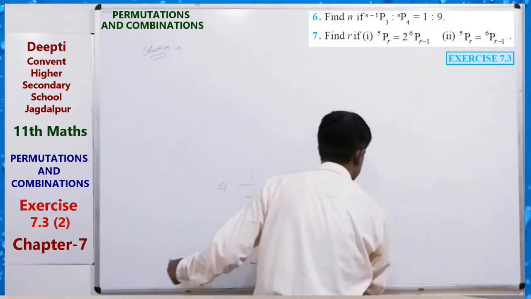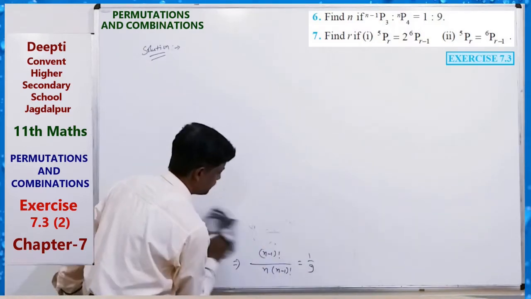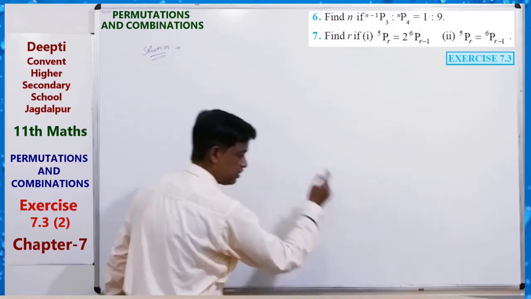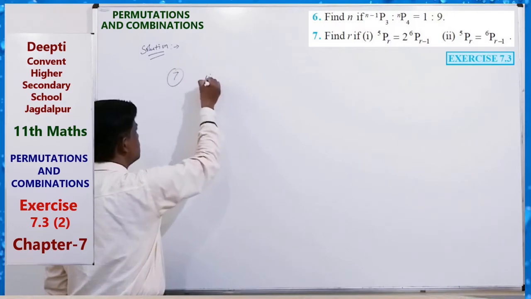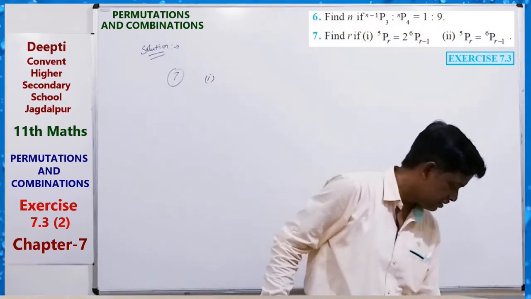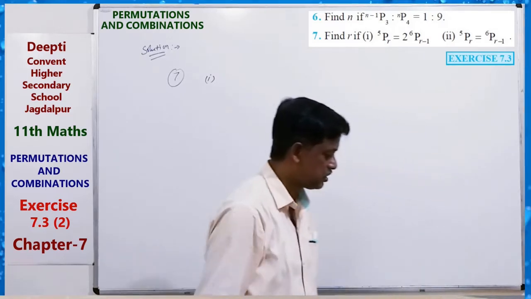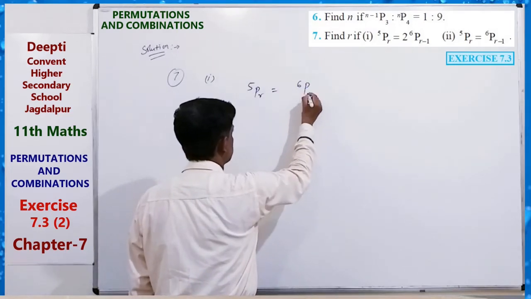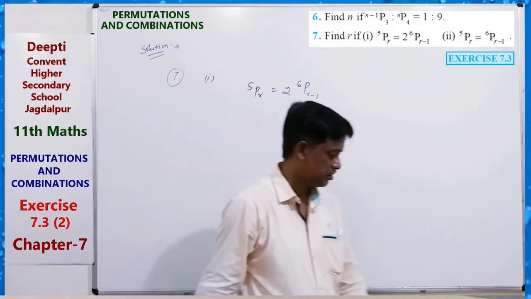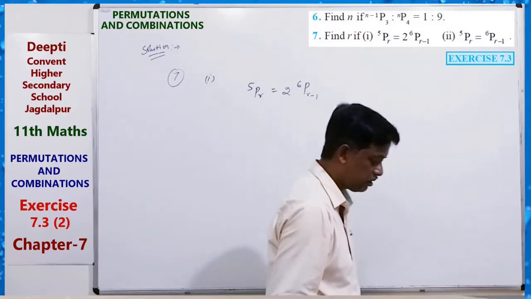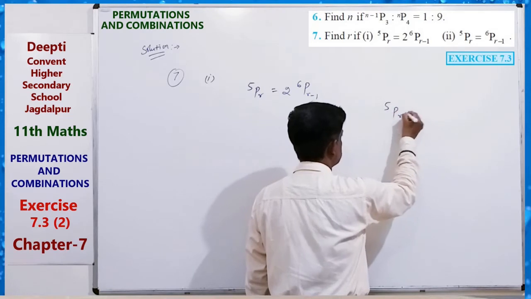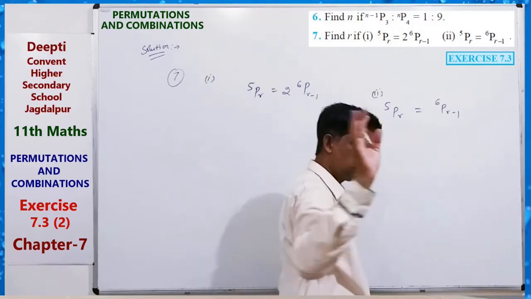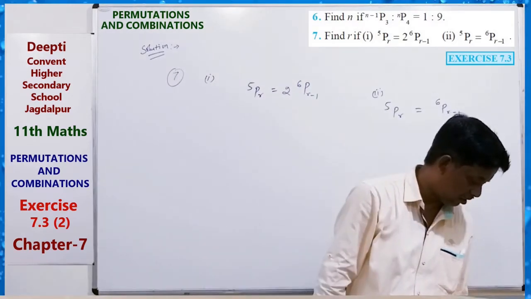Just like this. Suppose question 7. Here the first question is given, find the value of r: 5pr equals 2 into 6p r minus 1. This is given. Okay, and the second: 5pr equals 6p r minus 1. Just this is given second. Both can be solved. Very simple. You have to find the value of r.